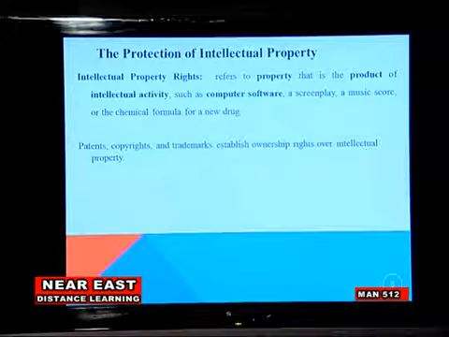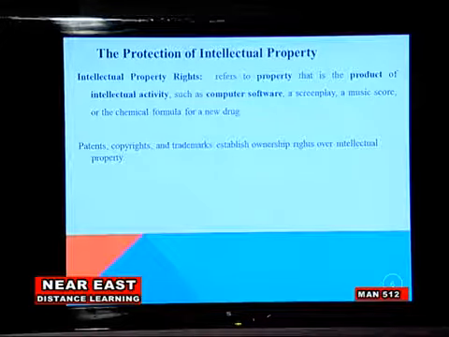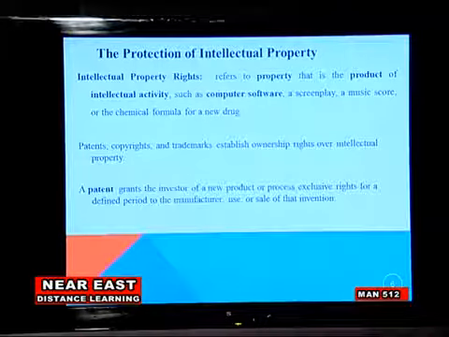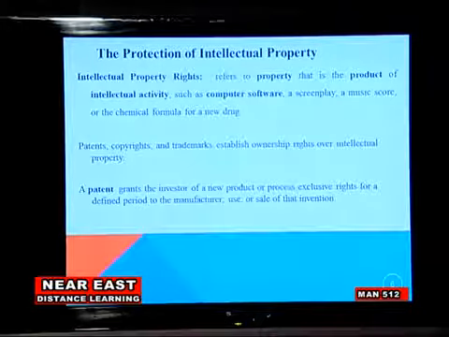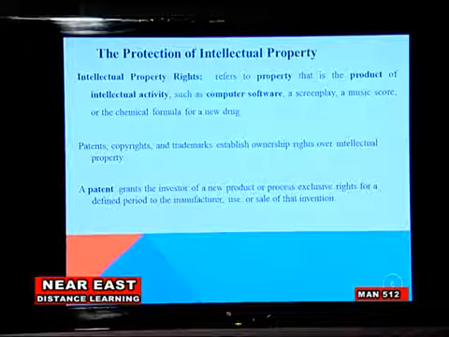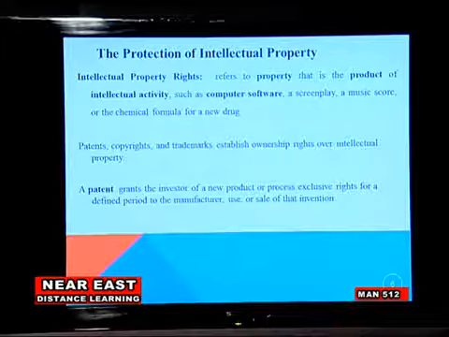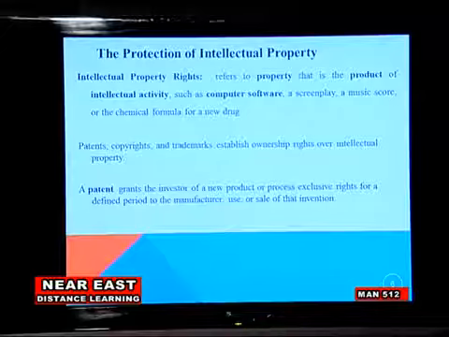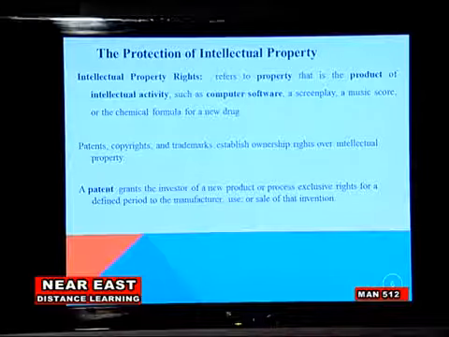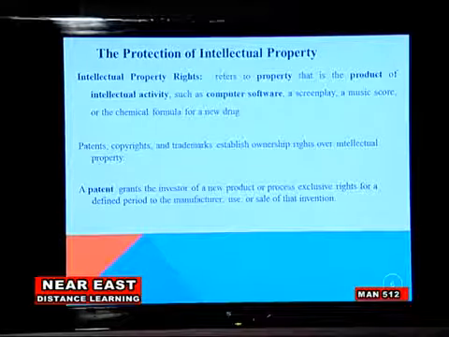So patents, copyrights, and trademarks establish ownership rights over intellectual property. A patent grants the inventor of a new product or process exclusive rights for a defined period to manufacture, use, or sell that invention. So when they get the patent, they become able to sell those products.